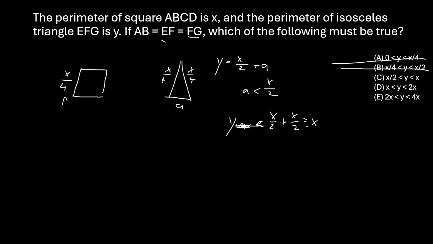I hope I managed to explain it. So we are just looking at what the maximum possible value is, and this is what the maximum possible value is. So we know that y has to be smaller than x. So D is false because it says y has to be greater than x, and also E. So C is our solution.